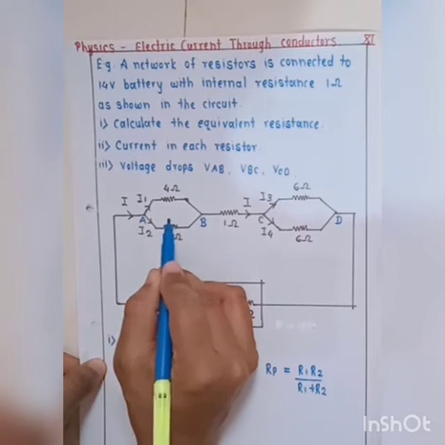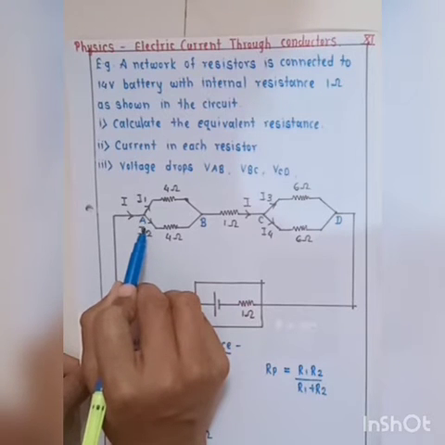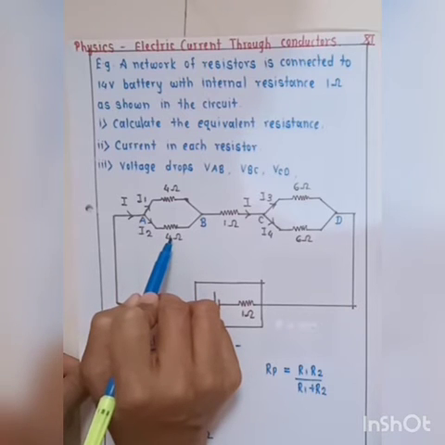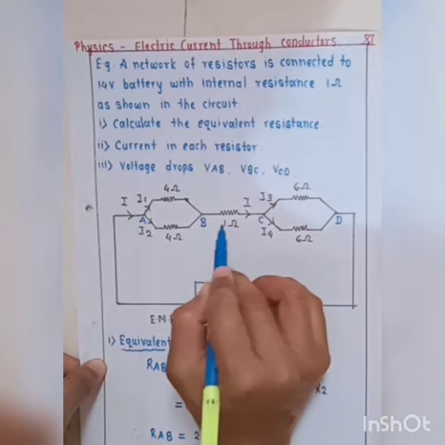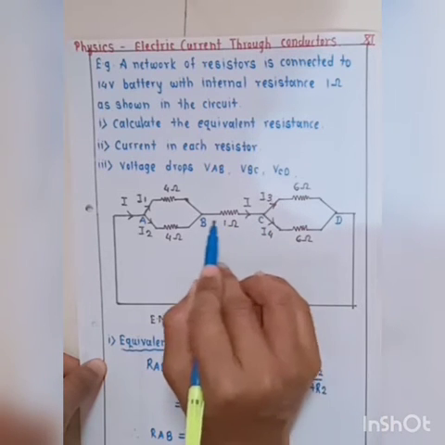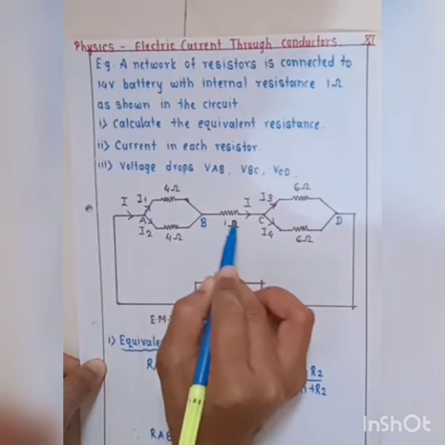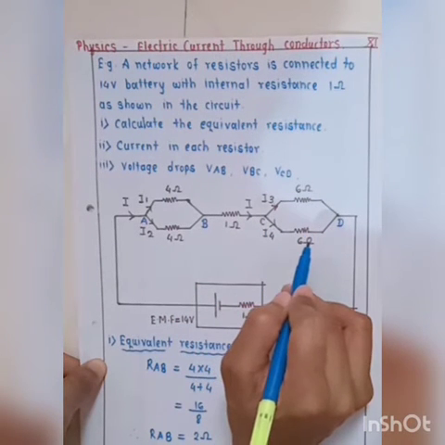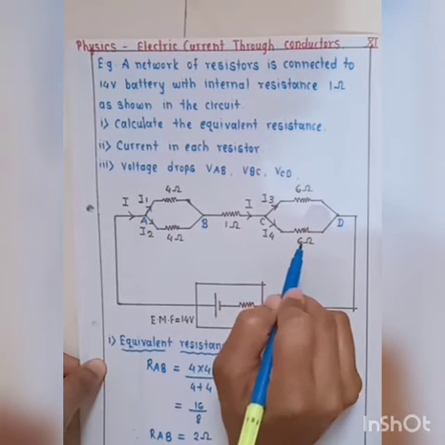So for the first network, V is equal to IR. Here current is 1 ampere, I1 is equal to I2, that is 1 ampere. So 1 into 4 is equal to 4 volt. Now for the second, VBC, current is 2 ampere. Now total current is flowing, so 2 into 1 ohm, I into R, that is 2 volt. And for the third network, current is 1 and resistance is 6, so we get 6 volt.